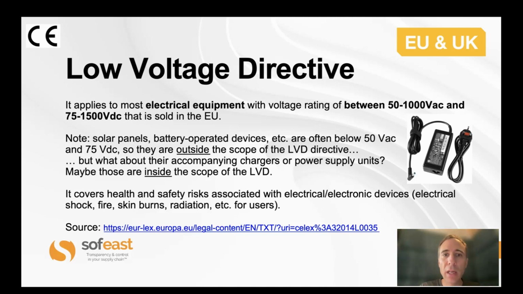Now let's look into some regulations, starting with the Low Voltage Directive, which applies in the EU and the UK to most electrical equipment. There is a certain band of voltage rating, but most products fall into this band. Now, some products fall under the band, like some solar panels and other battery-operated things. But if they are sold together with the charger, the power supply unit, or something like that, that plugs into the wall, then the whole product will fall under this Low Voltage Directive.